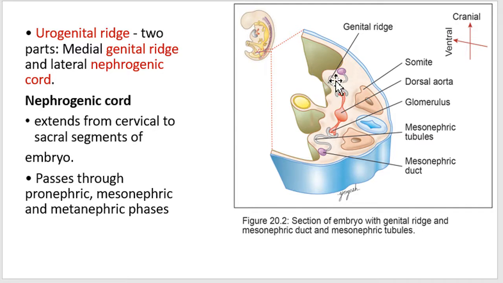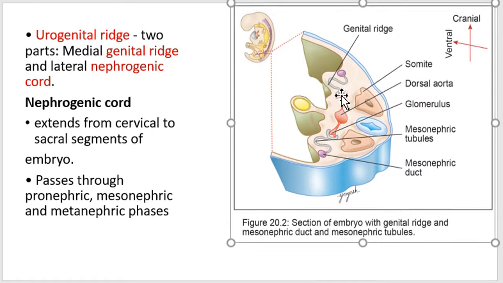In this urogenital ridge, the medial part forms the genital ridge, and the lateral part forms the nephrogenic cord. This nephrogenic cord extends from the cervical to the sacral segment.